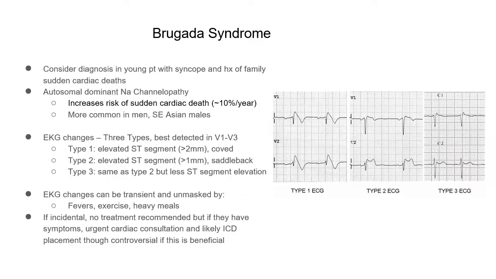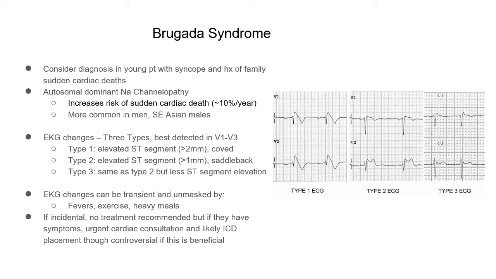So Brugada Syndrome is a condition that is an autosomal dominant sodium channelopathy and increases risks of sudden cardiac death. It is more common in men, and specifically more common in Southeastern Asian males. So you should consider this diagnosis if a young patient comes to your emergency department and says, hey, I just passed out and I have a family member that just died unexpectedly on your history taking. So that's also an important thing to ask when you're getting a syncope history, is ask about sudden family deaths.